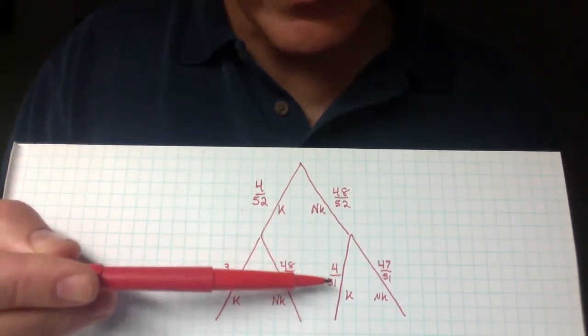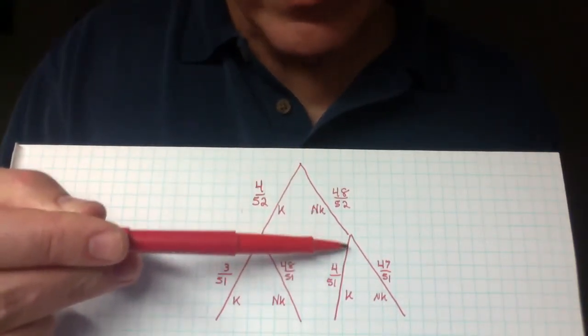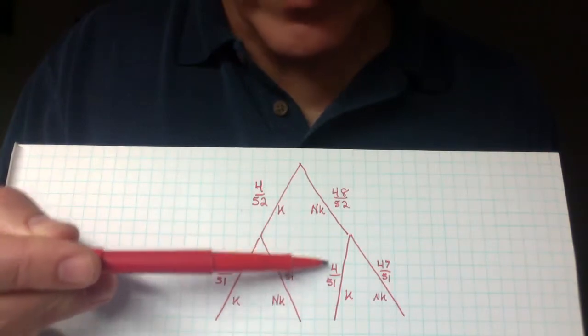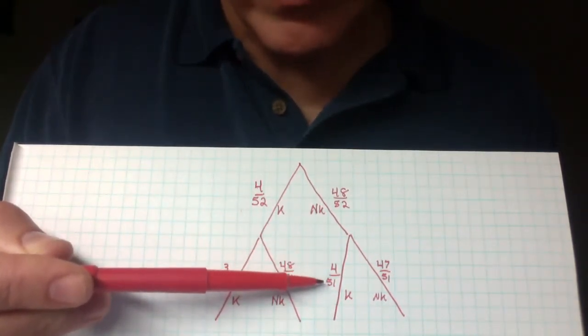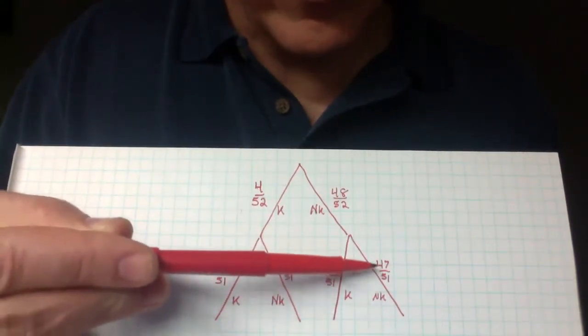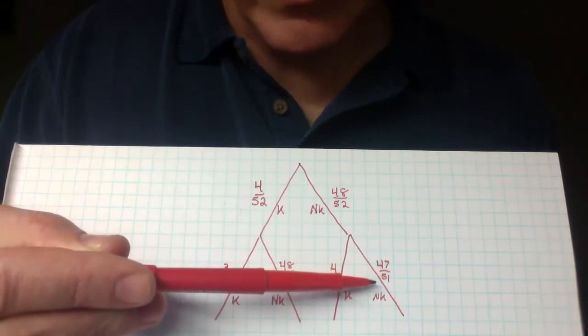I'm going to look over here, and if I did the no king on my first draw, then this would be 4 out of 51, because there are 4 kings remaining out of the 51 cards that are remaining. And then there are 47 non-king cards out of the 51 remaining cards.